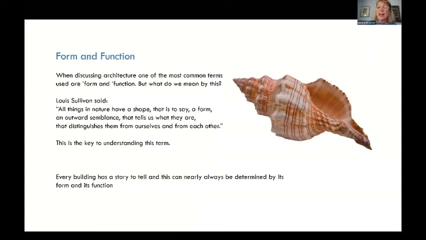So just as the shell is a building, a house for a sea creature, so all buildings have a function as well. And I want you really to take away from this that every building has a story to tell, and it can nearly, not always, but nearly always be determined by its form and its function.